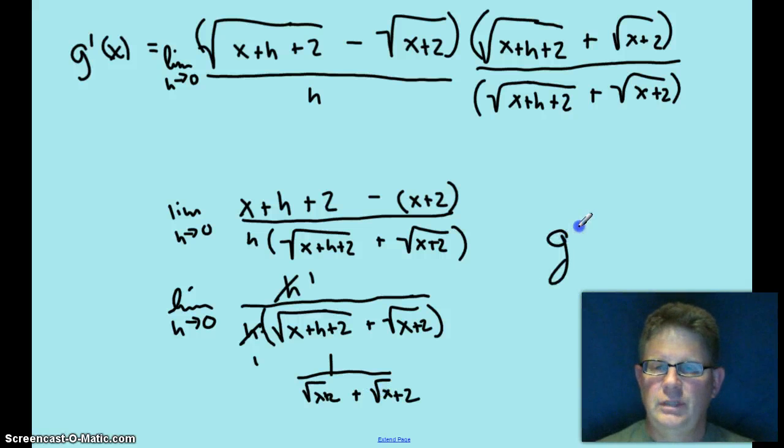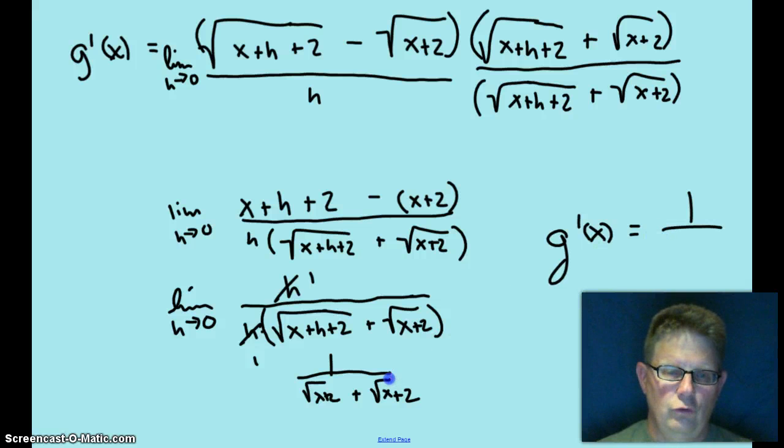That makes g prime of x equal to 1 over, okay, there are 2 square roots of x plus 2, so that would be 2 times the square root of x plus 2. And that's the derivative of g of x. Let's move on to the last one in your notes.